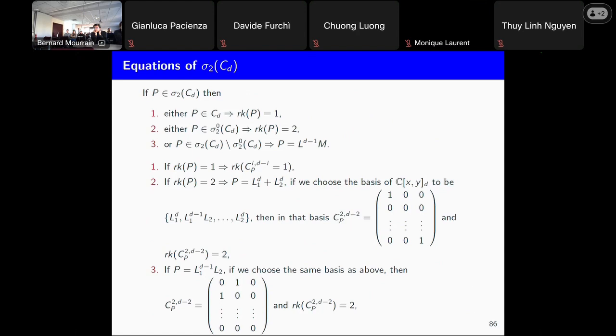So for the second secant variety of the rational normal curve of degree D, you have a test that are the 2 by 2 minors. We already knew this, this is just a different way of saying it. I have only these 3 classes of polynomials: rank 1, rank 2, or points on the tangent, and clearly the catalecticants have rank at most 2.